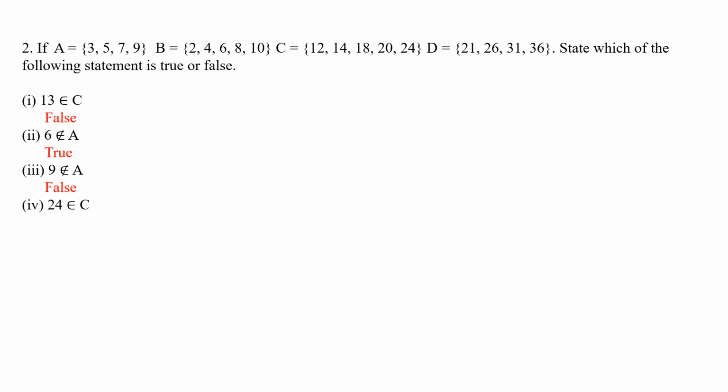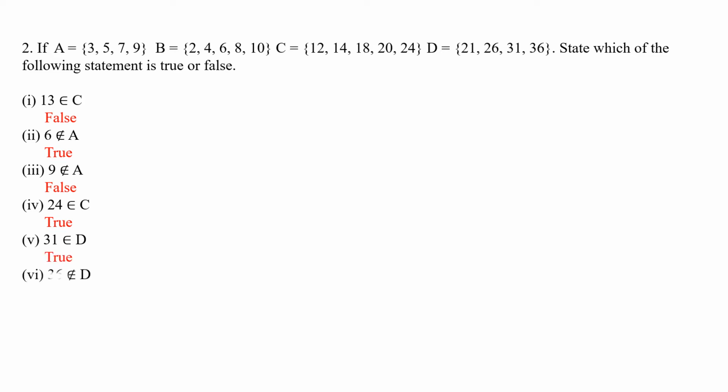Now, next, what is given? 24 belongs to set C. Yes, element 24 is there in set C. So the answer is true. Next question: 31 belongs to set D. So it's there, you can see element 31 in set D. So it belongs to D. So it is true.